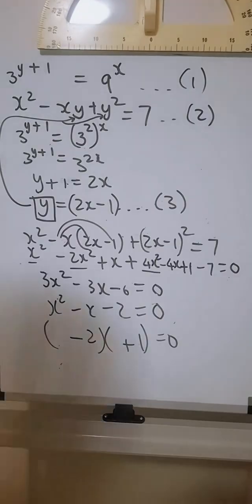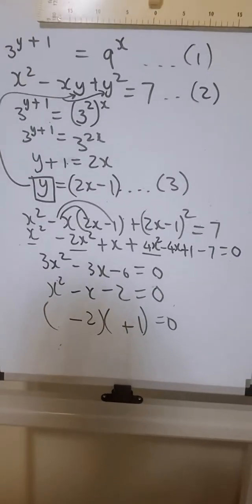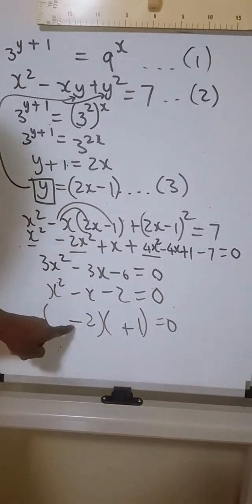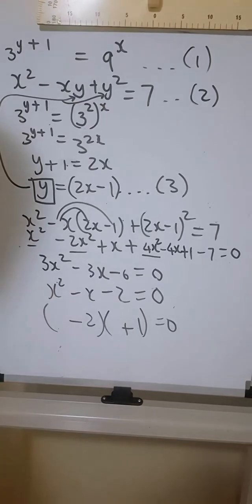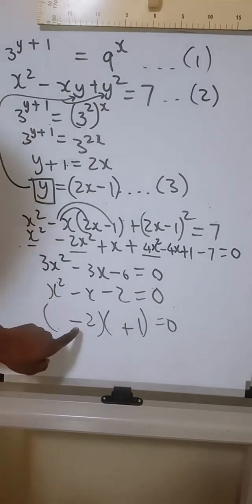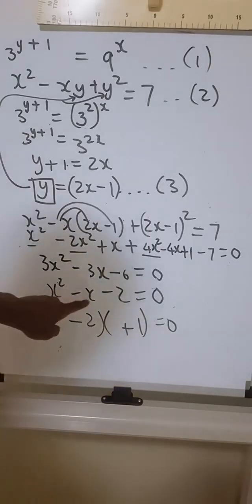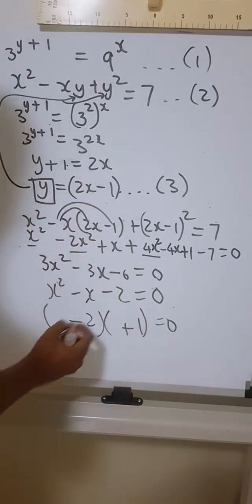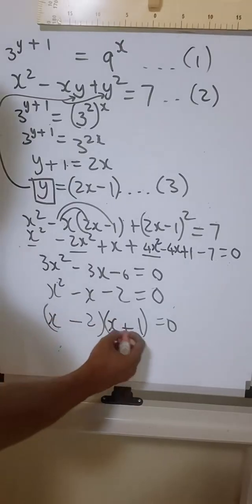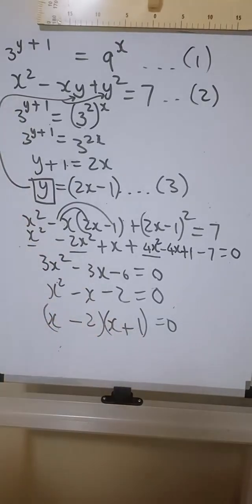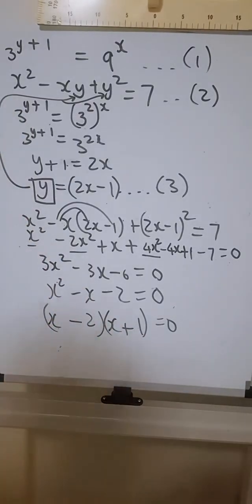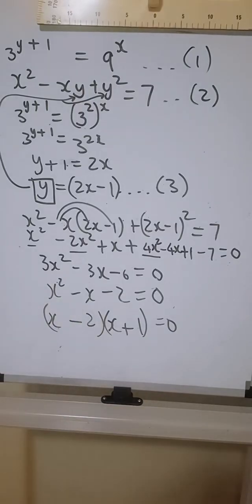Then we can quickly check something here very quickly. What is a negative 2 times a positive 1? It gives you negative 2. When you add negative 2 and 1, you get negative 1, which is the coefficient of x. So this works. You put an x and an x. So that's our factors.